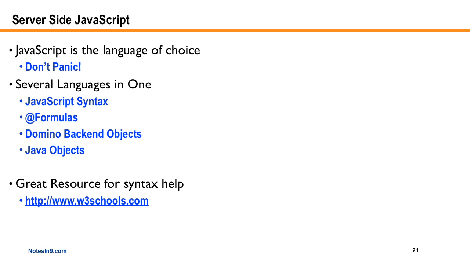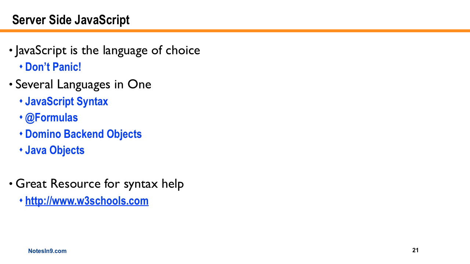So what do we get? We get the JavaScript syntax, which is really not really JavaScript, it's ECMAScript. So it's basically just the syntax. It's not full JavaScript because you don't have access to the DOM model and things like that on the server side like you would in pure JavaScript. We also get @formulas. Not every @formula, but many of them have been basically rewritten from scratch. So there's no reason not to use them. There's no penalty in performance. They're really rewritten in basically Java objects on the back end side.